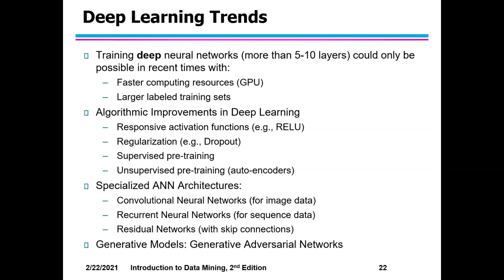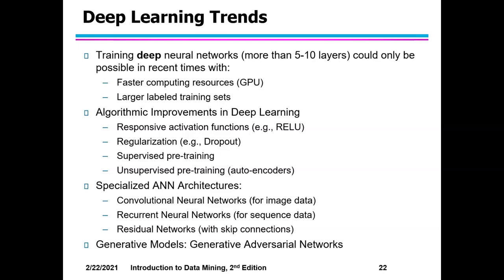Then we have regularization, normalization, dropout functions, supervised pre-training, how the supervised pre-training is done, and unsupervised pre-training as well, which is called autoencoders. And we have specialized kinds of ANN. For images, we usually use the convolutional neural network, which performs very well on image data.